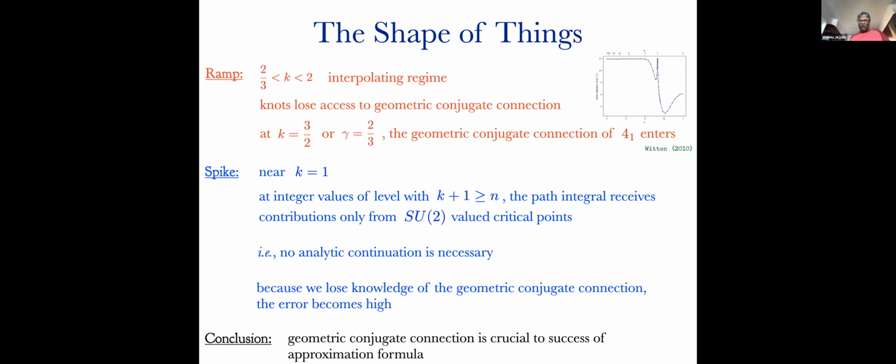And Witten computed that for the figure 8 knot, its geometric conjugate connection appears around k equals 3/2, which is in this interpolating region. So the spike is the curious feature. It occurs near k equals 1. At integer values of the level, we've noticed the path integration receives contributions only from the SU2 valued critical points. So here, no analytic continuation is really necessary. And because k equals an integer, we lose knowledge of the geometric conjugate connection, and the error therefore becomes high. So the conclusion we draw from this is that the geometric conjugate connection is crucial to the success of the approximation formula. The approximation formula works so well because there's this analytically continued Chern-Simons theory sitting around in the background. So there's a physics explanation for the machine learning behavior that we've seen.